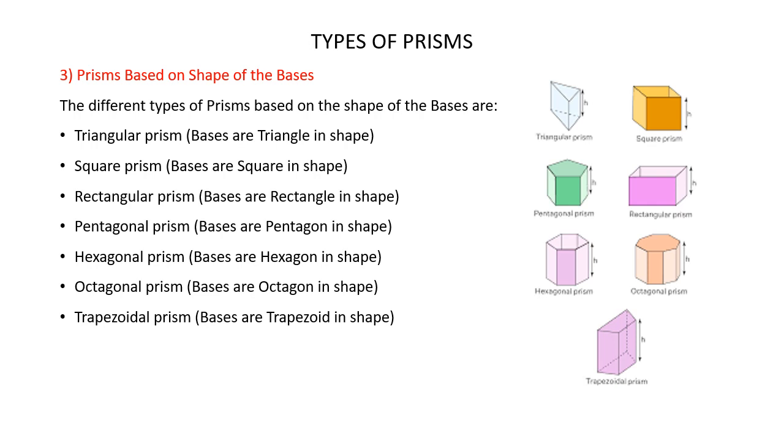Now prisms can also be classified based on the shape of the bases. The different types of prisms based on the shape of the bases are triangular prism, where bases are triangle in shape; square prism, where bases are square in shape; rectangular prism, where the bases are rectangle in shape; pentagonal prisms, where the bases are pentagon in shape; hexagonal prism, where the bases are hexagon in shape; octagonal prism, where the bases are octagon in shape; trapezoidal prism, where the bases are trapezoid in shape. Now these are the diagrams of the different types of prisms based on the shape of the bases.